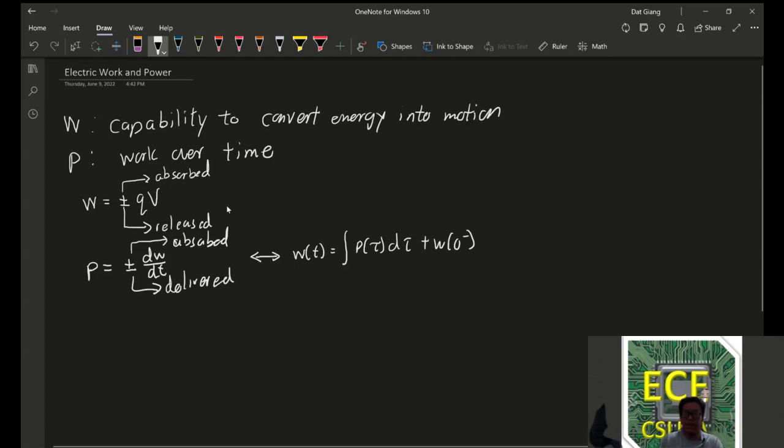And that's just the main idea of electric work and power, just to show that we do need it as a quantitative measure to understand the differences between elements that store or give energy and power and elements that take energy and power.